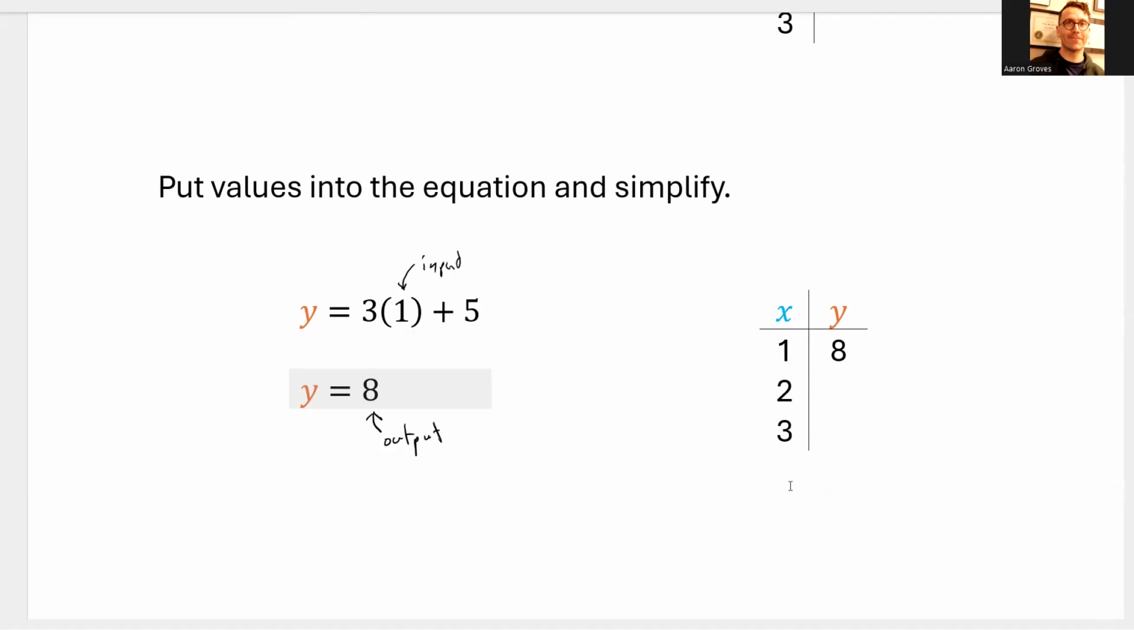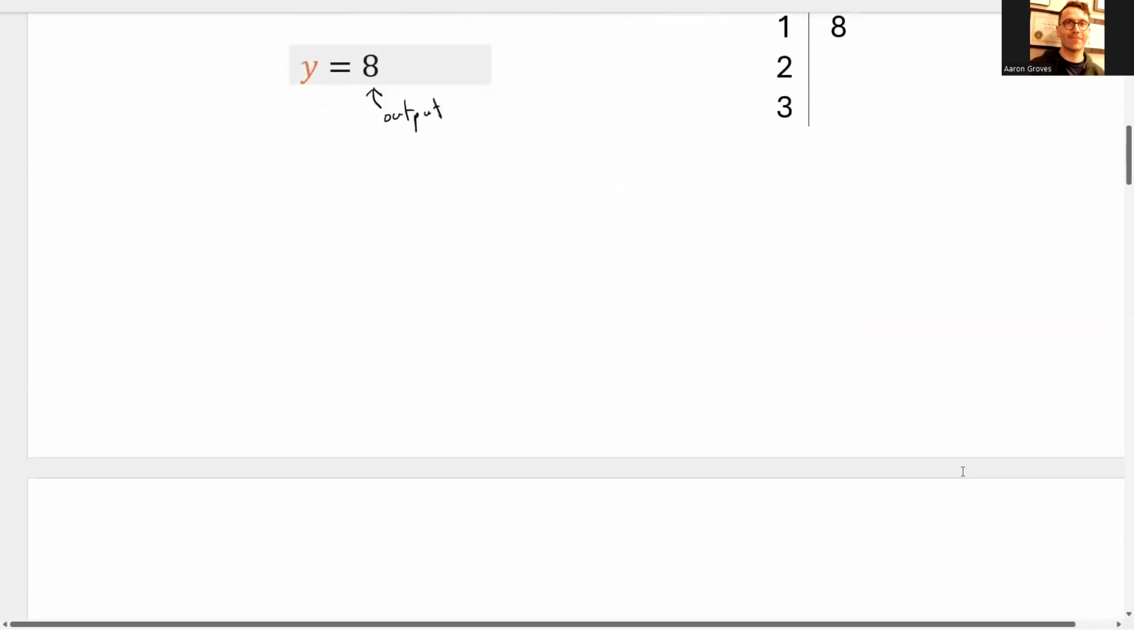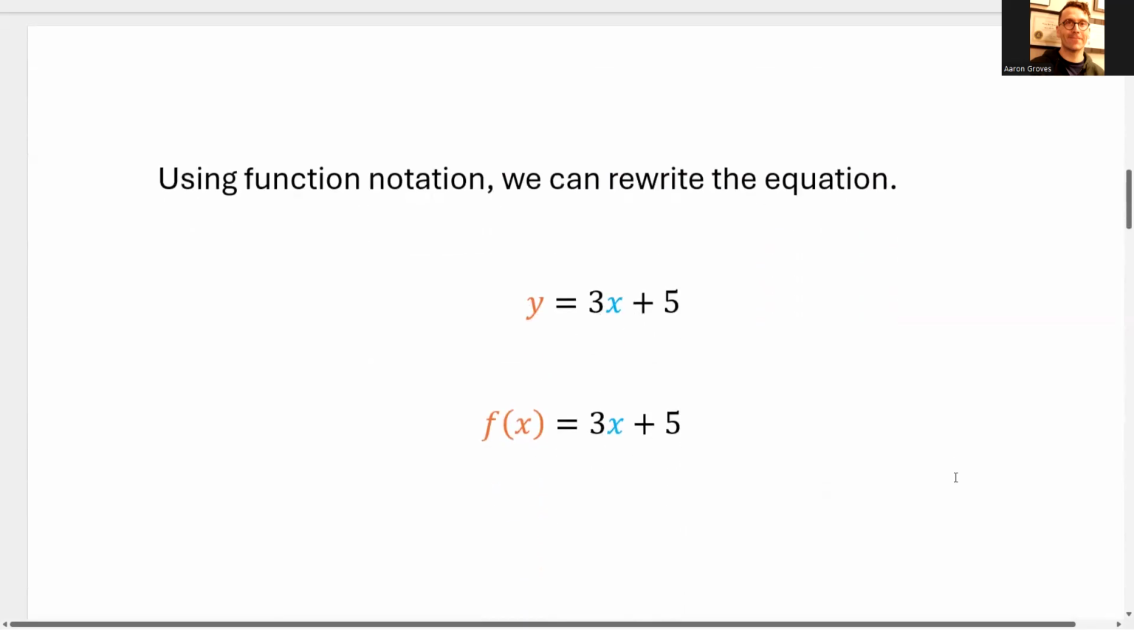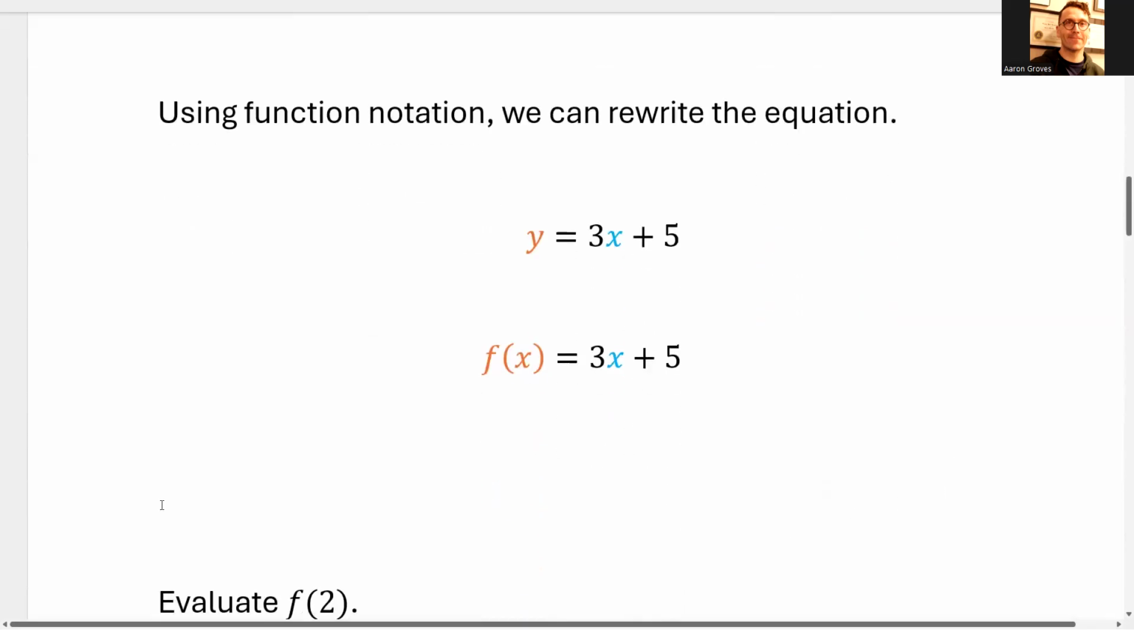So let's go ahead and see how this is connected to function notation. So we can rewrite the equation y equaling 3x plus 5 as f of x is equal to 3x plus 5. And what you'll notice right away is my input has stayed the same, but my output has been rewritten. No longer am I calling it y, I'm calling my output f of x. So let's go ahead and practice this and see how it helps.